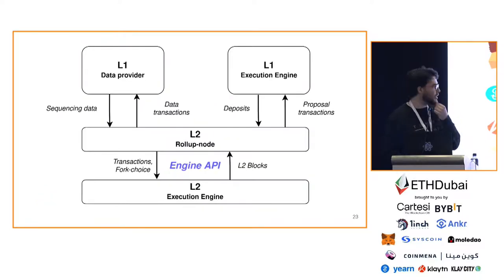So this is what it looks like. The data provider and the engine now have one way to pull the data from, one way to pull these deposits and our execution activity from. The rollup node sits in between, maps everything to layer two. And then layer two is this engine which processes the blocks.